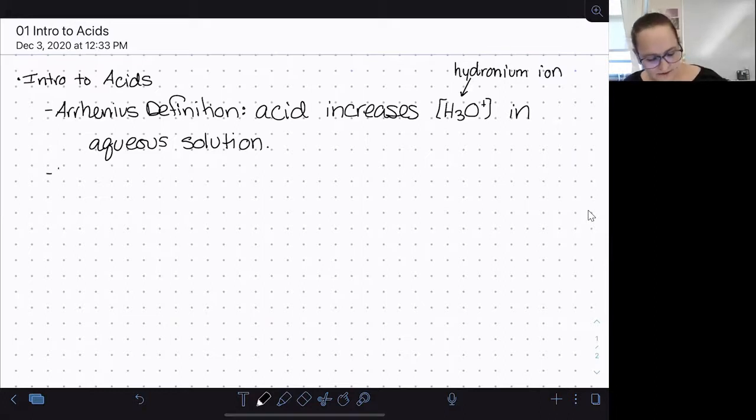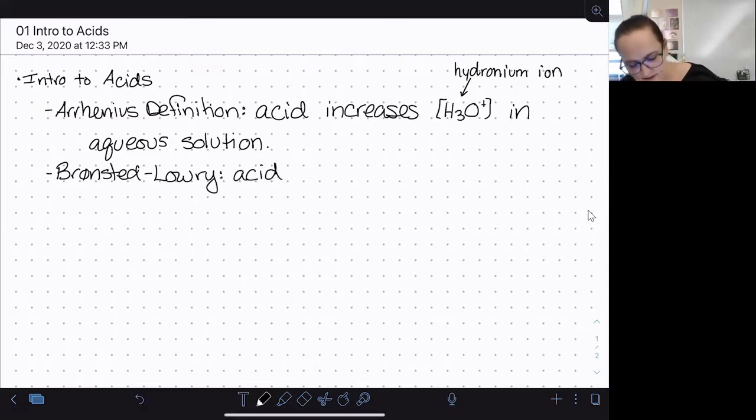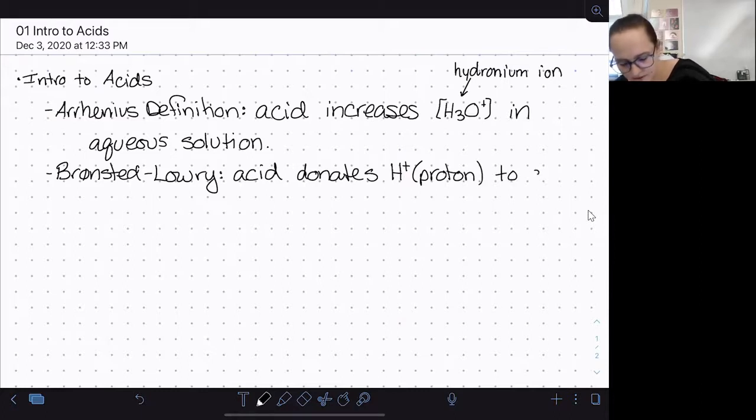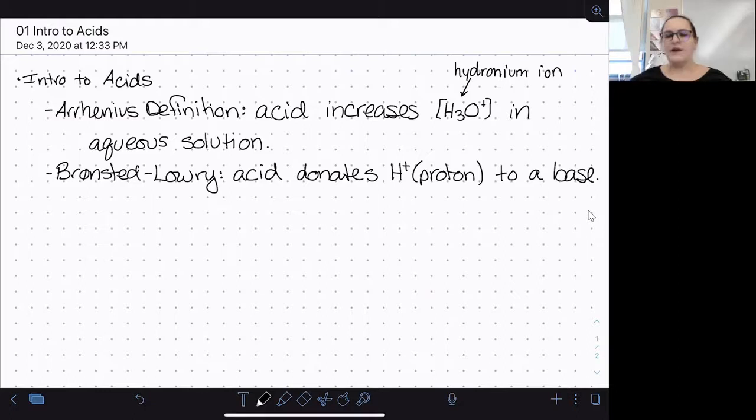The Bronsted-Lowry definition of an acid is that an acid is something that donates H+, also referred to as a proton, since a hydrogen atom without its electron is just a proton. An acid is something that donates a hydrogen ion, a proton, to a base.